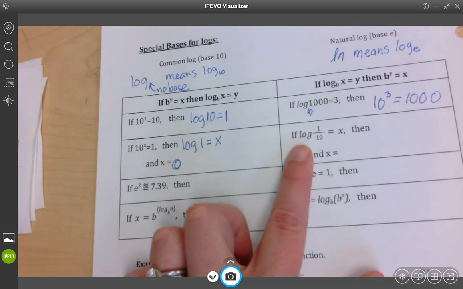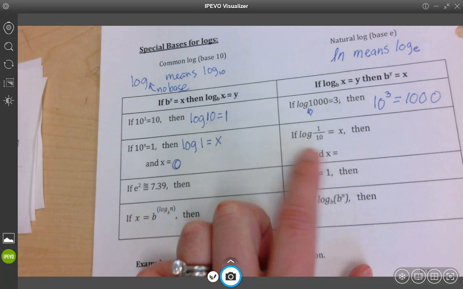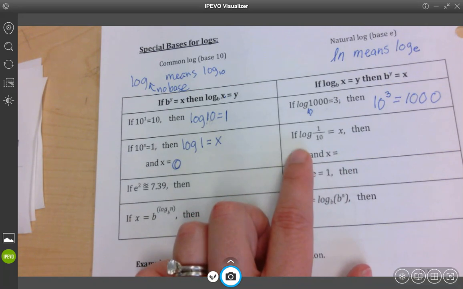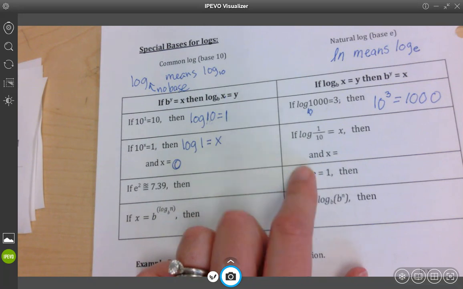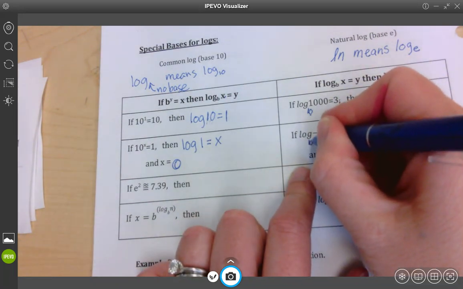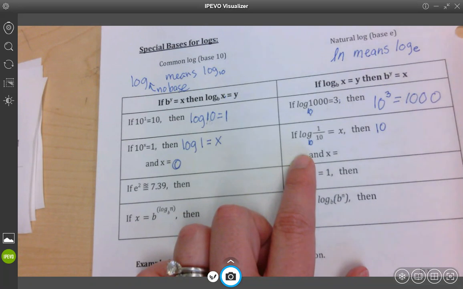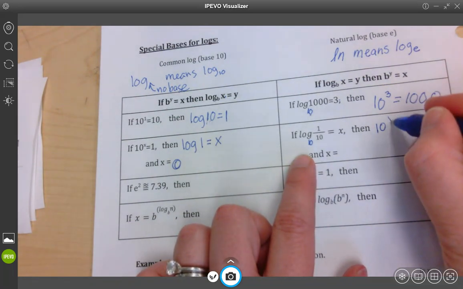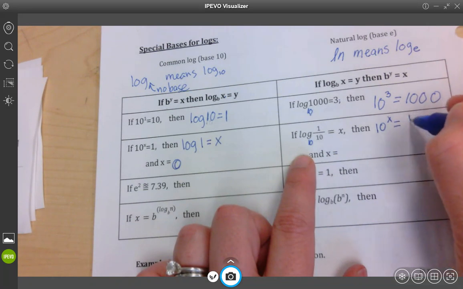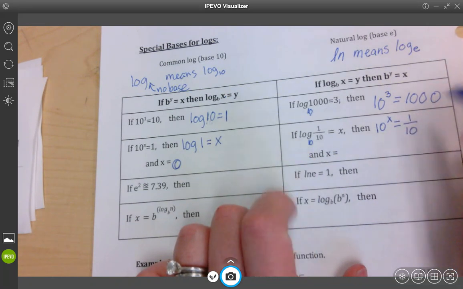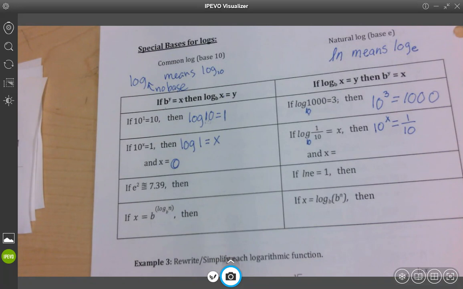All right. Log of 1/10 equals x. What's the base? I don't see a base. What's the base? It's 10. So 10 raised to what? 10 raised to the x, good, equals 1/10. 10 to what exponent gives us 1/10?